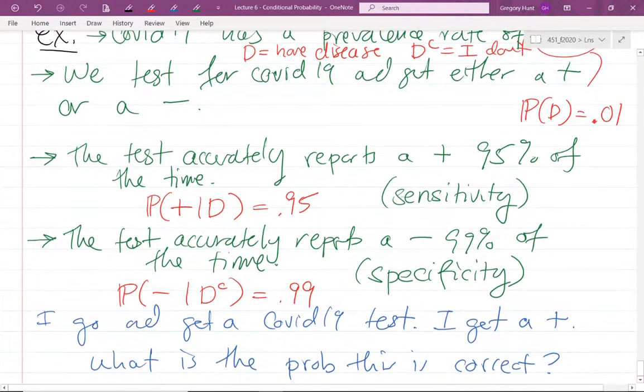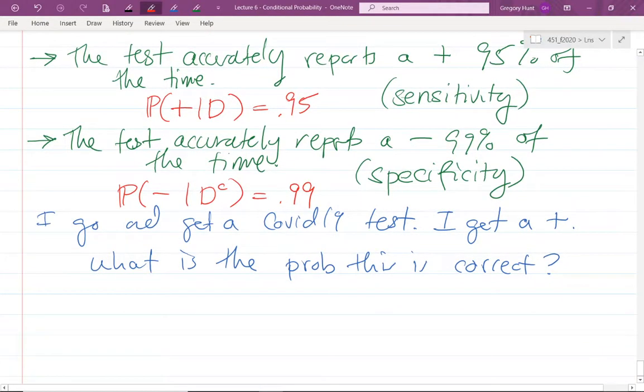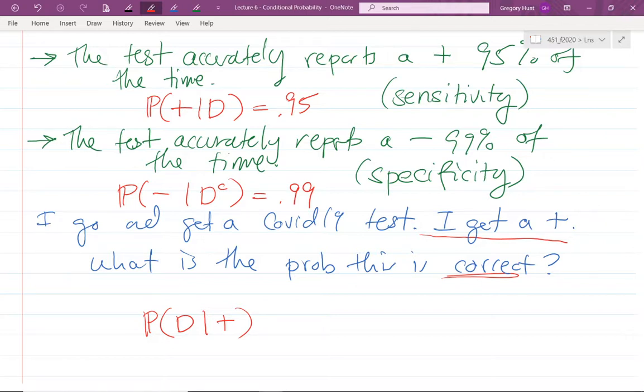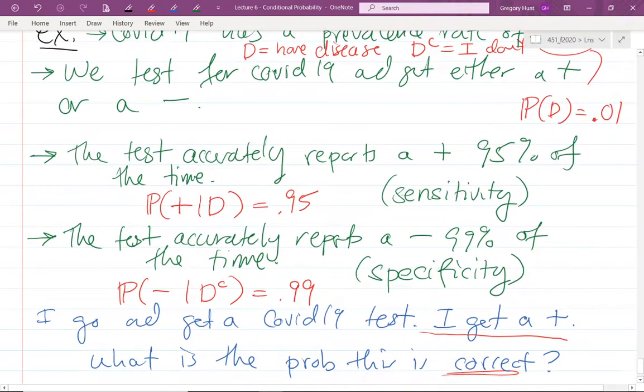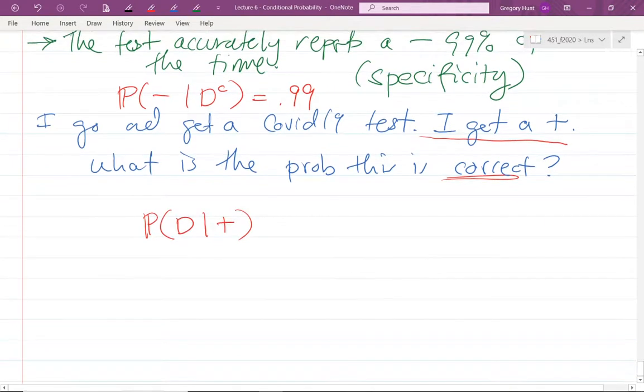Okay, so now we're getting to the language of probability where we can actually calculate something. So here's the question. I go and get a COVID-19 test, and I get a positive result. I want to know the probability that this is correct. What's correct? That I have the disease. So let's calculate the probability I have the disease, given I get a positive result. Now this is starting to look like Bayes' theorem and the law of total probability, because I know something about sensitivity and specificity, and I know something about the prevalence rate. And so I want to calculate the converse.